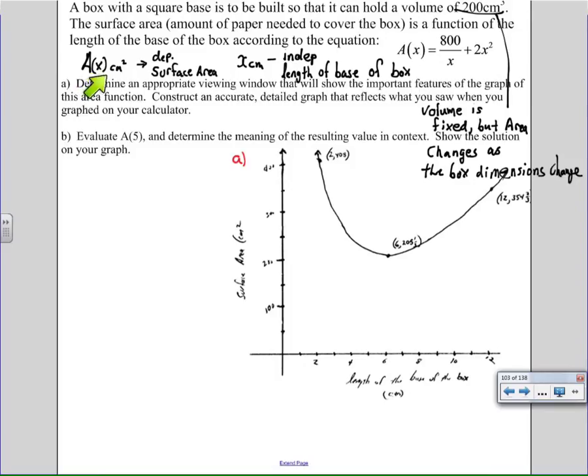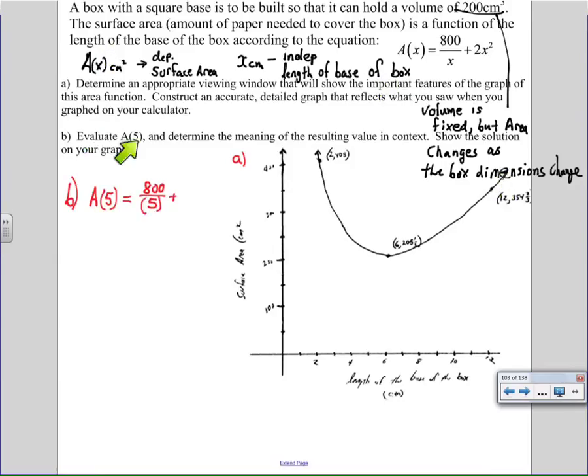Identify the dependent variable and the label or units that it's measured in, and understand what it's for. Identify the independent variable and how it's measured in centimeters, what it represents. And then I also take a little note about what this volume is supposed to be here. The volume is fixed, but according to my equation, the area changes as the dimensions of the box change. So these are just little notes to myself to prove that I understand what I'm talking about.